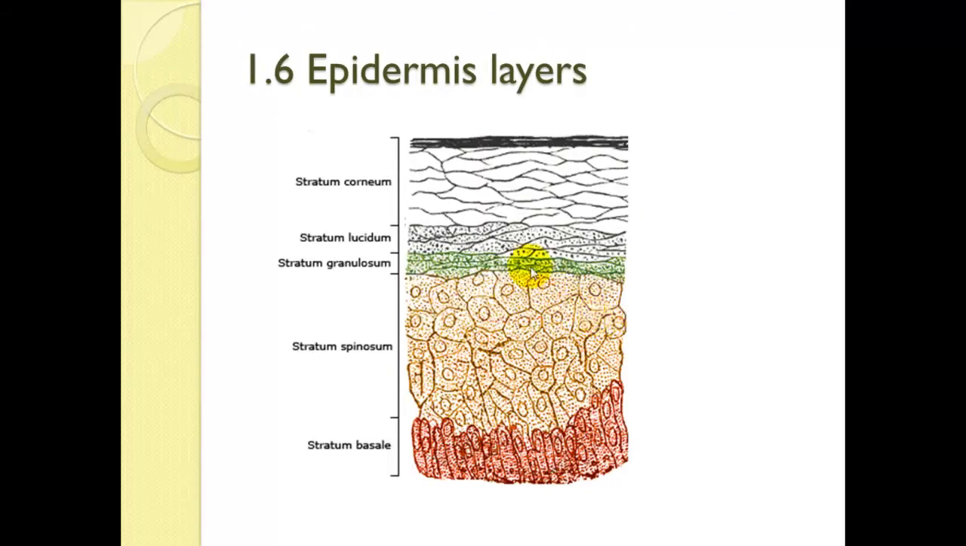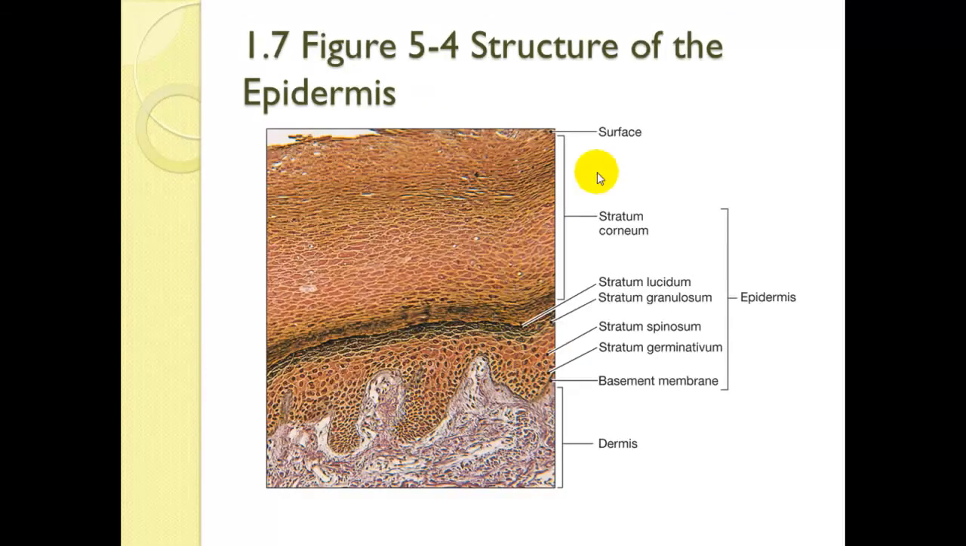Here's another look at the epidermis layers. Stratum corneum, which we're going to talk about. Stratum lucidum, stratum granulosum, stratum spinosum, and then stratum basale. And this again is a structure. This is the one that's actually in your book. You can find it, figure 5.4.